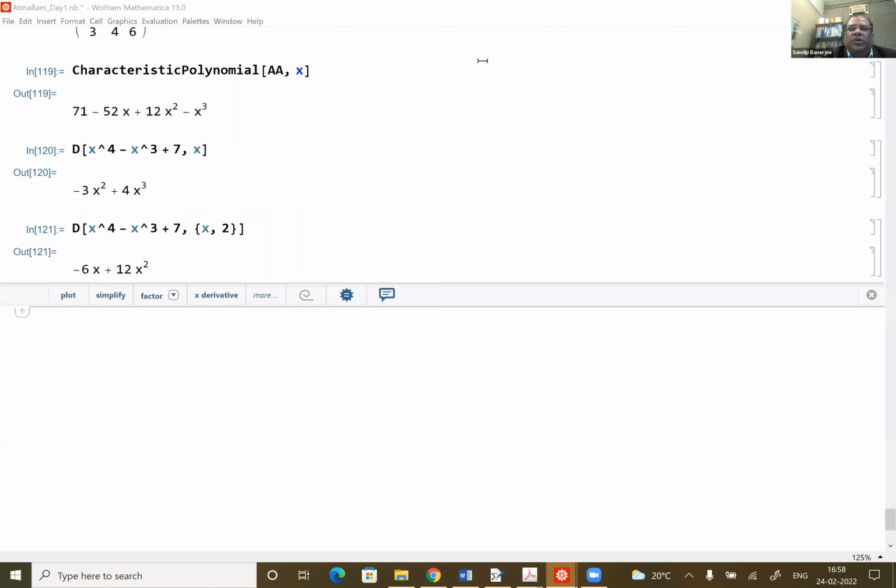Okay. See questions. Minimal polynomial of a matrix. Let's check. Not everything can be done, but let's see. Yeah, so there is a command minimal polynomial, and you can just use it.